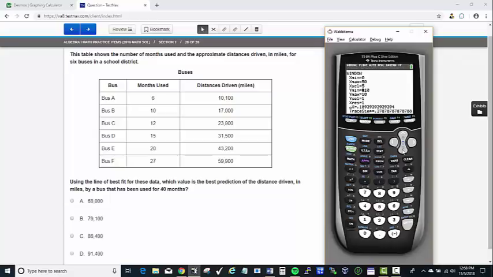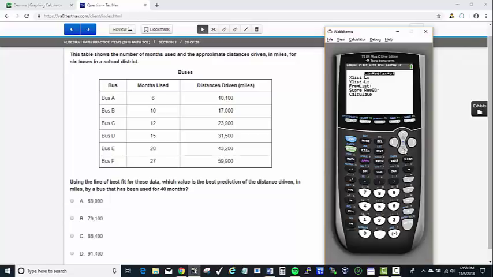Now, the y minimum is 0. Y max, I'll do 100,000. And then my y scale of 1,000. All right, enter. Now, let's go over calc, linear regression.